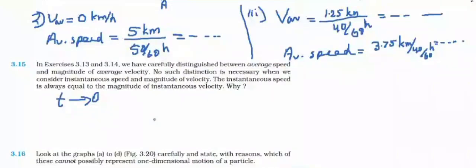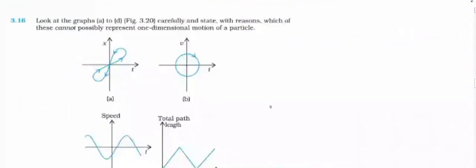If there is no large time interval, there is nothing to distinguish velocity and speed other than the aspect of direction. Then next, question 16. Look at the graphs carefully and state with reasons which of these cannot possibly represent one-dimensional motion of the particle. Remember, it is one-dimensional motion of the particle.